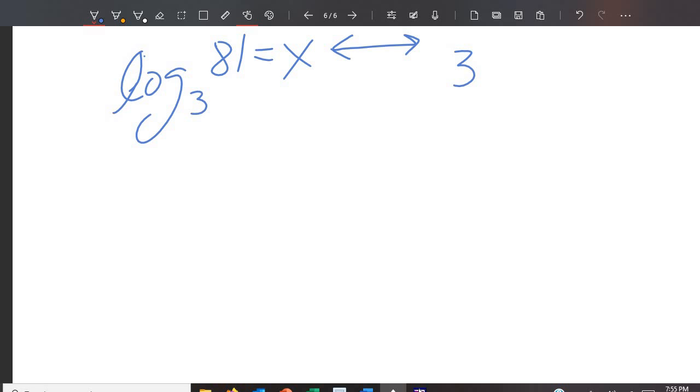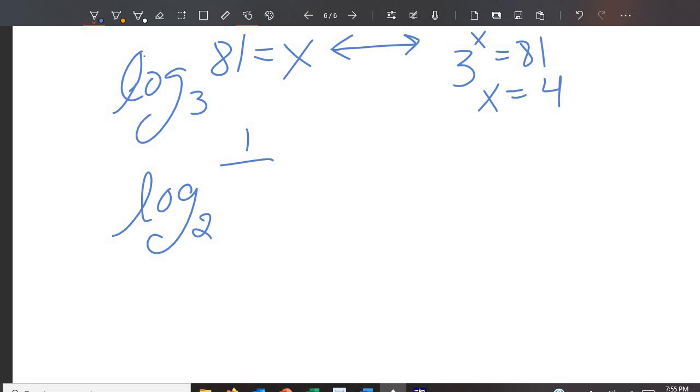So 3 to what power equals 81? X would have to be 4. 3 times 3 times 3 times 3. Now, suppose I had this. Now, this is a fraction.